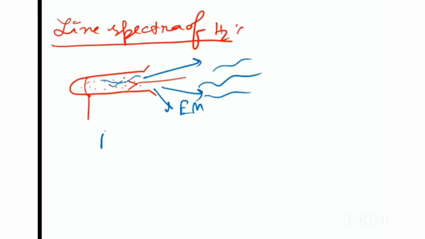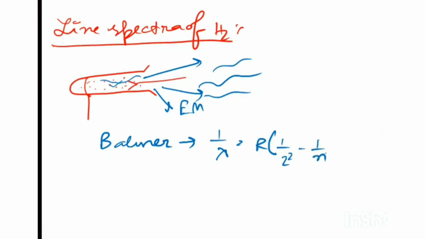Now Balmer first saw that this has a value around 1 by 2 square by 1 by n square. That is r into 1 by 4 minus 1 by n square.